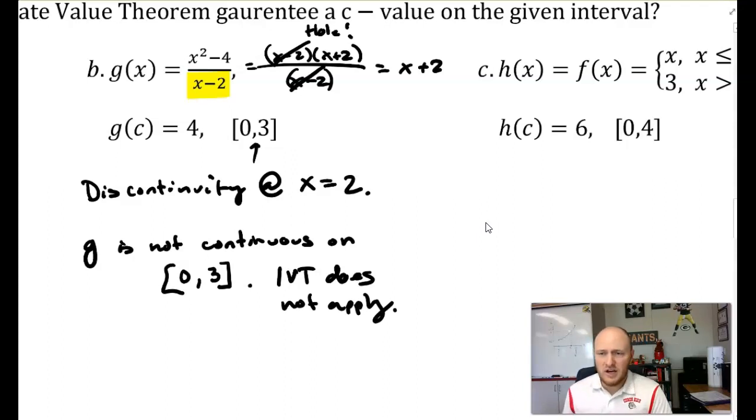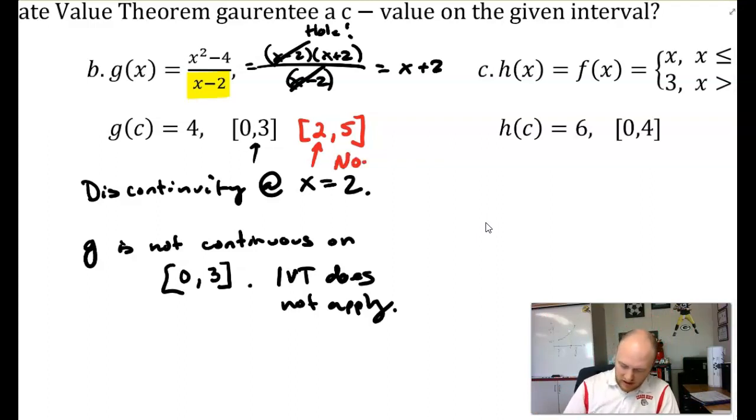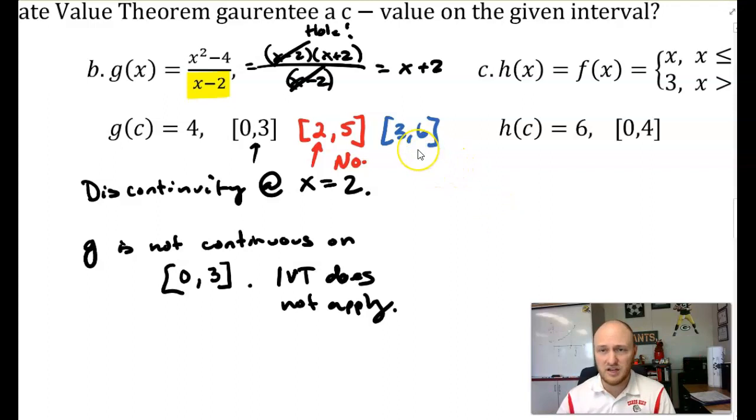Mr. Schwarberg, what if our interval was 2 to 5? Well, isn't 2 still part of this interval? It's closed. That means I include the endpoints. So even if the discontinuity occurs at the endpoint, guess what? No, you cannot use it. Mr. Schwarberg, what about 3 to 6? Or 3 to 5? 3 to any number. Well, now is 2 on that interval? No. So then that condition is met. Okay, very good.